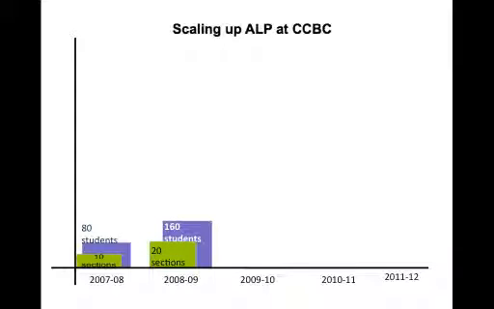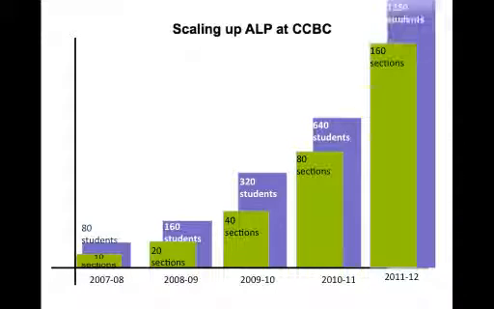The next year we doubled in size, 20 sections, 160 students. And each year after that, we doubled in size through 2011, 2012. This last year, we were over 200 sections. And this year, we're up around 240 sections. We're no longer doubling in size. And I want to be truthful about this. Scaling up is hard to do.